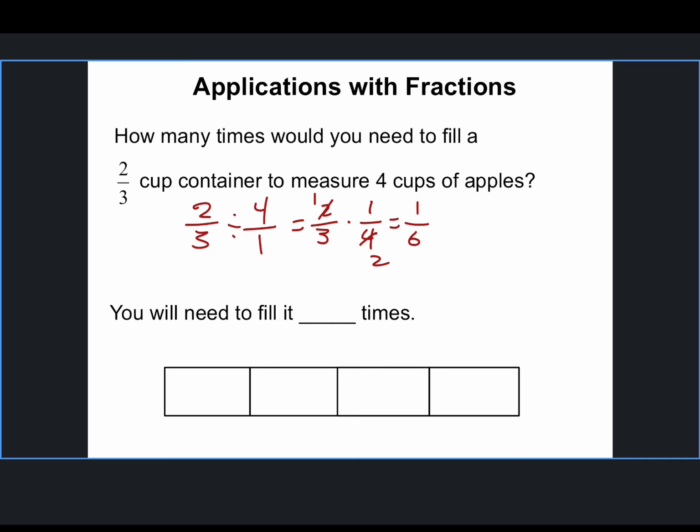Wait. Have we done this right? That doesn't make sense, does it? Okay, so here's a point where I want you to pause and think. Does it make sense that I would be able to fill up 4 cups of apples with 1/6 of 2/3? All right. Now it's time to scratch through what we did.